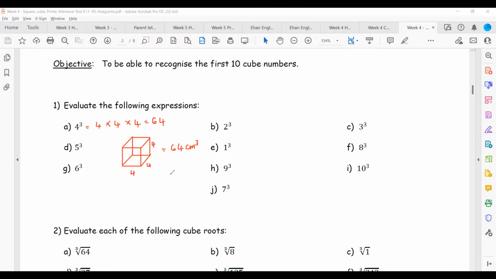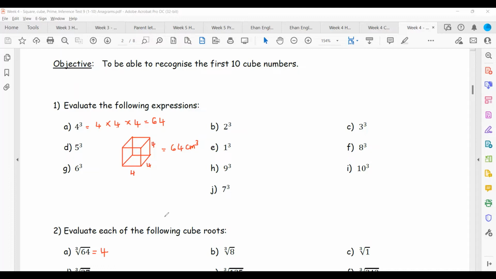And coming down here for your cube root, it's the same sign as the square root, but it will always have the little 3 here. So the cube root of 64, 64 is created by 4 times 4 times 4. So the cube root of 64 will equal 4.